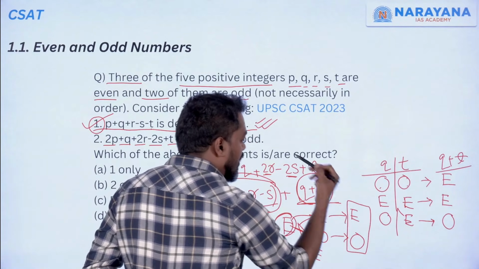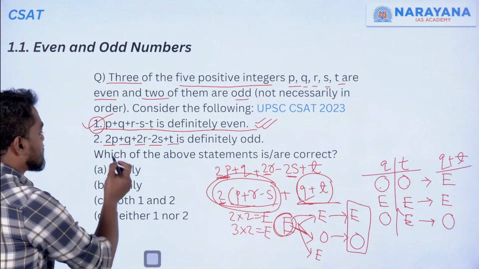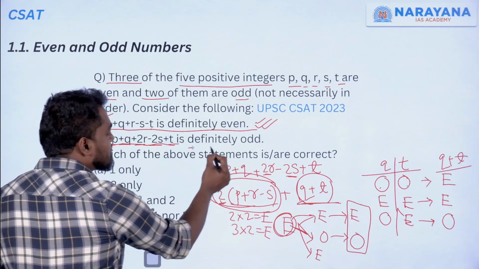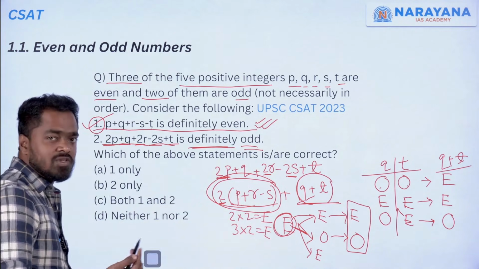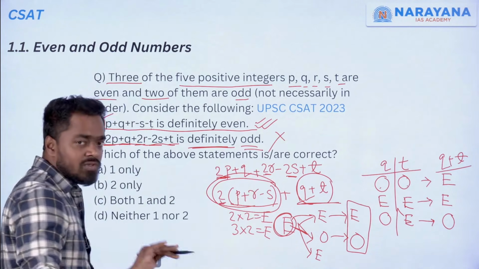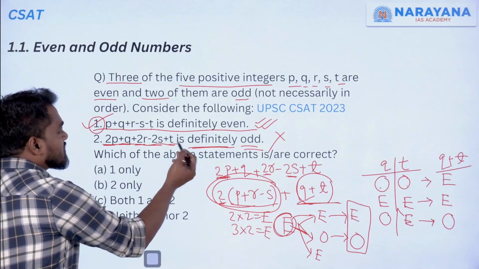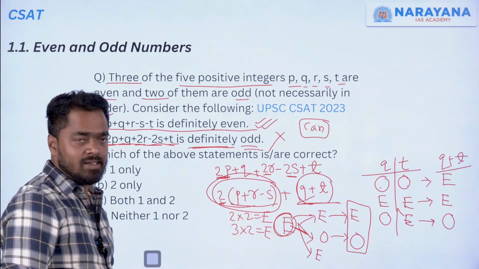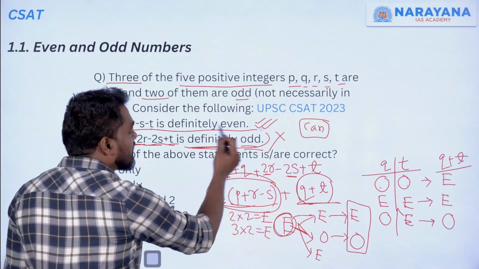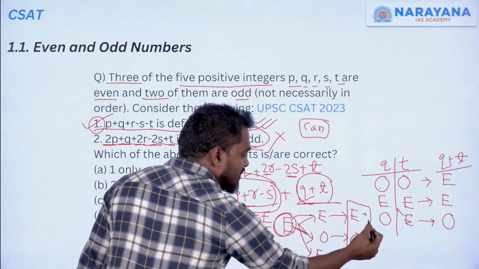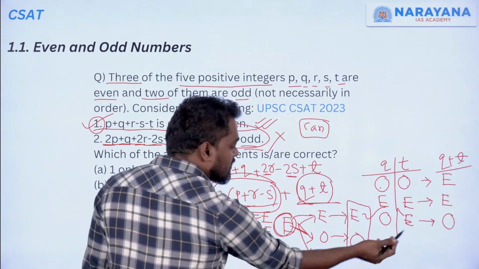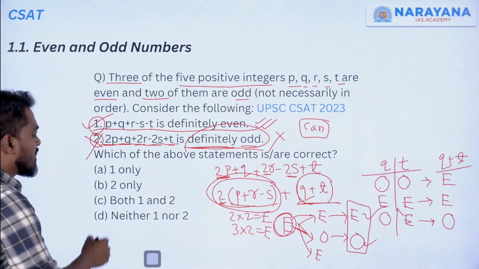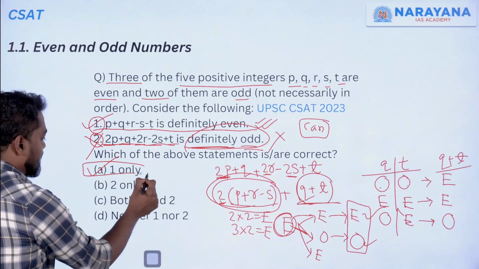So the answers are 2 possibilities, that is even and odd. Now the statement reads, 2p plus q plus 2r minus 2s plus t is definitely odd. So this is a wrong statement. The statement should be like, this can be odd. Can indicates possibility. Here they are saying it is definitely odd, but we are getting two possibilities. It can be an even number, it can be an odd number. So statement 2 is wrong. So the answer will be 1 only.